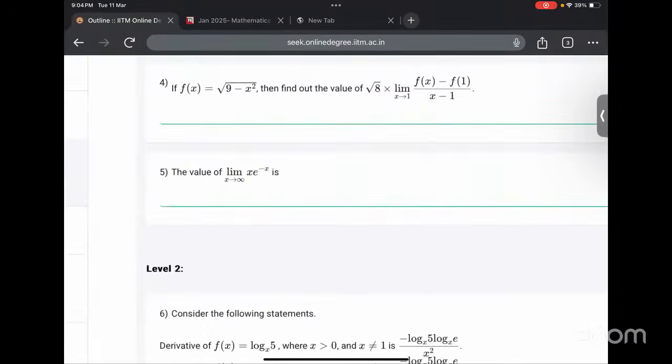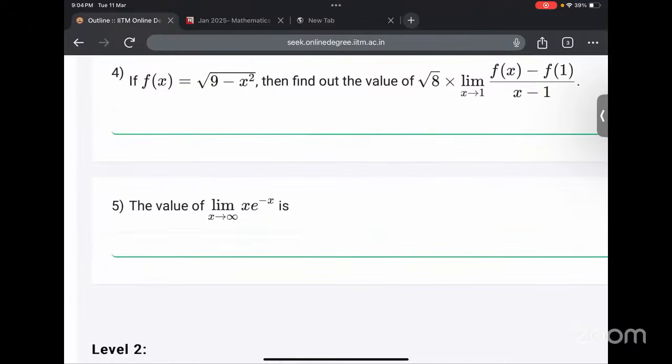What about the fifth one? Fifth one, again, we have to use the L'Hopital rule. I'm waiting. You just try to calculate and let me know the answer. Same, try to express it as either 0 by 0 form or infinity by infinity form. Then try to conclude.